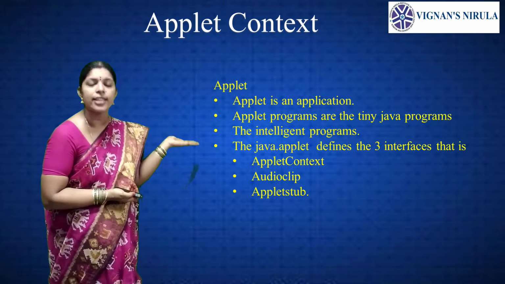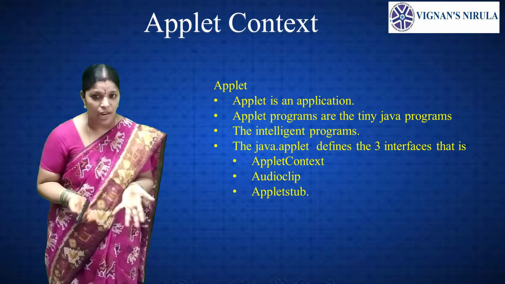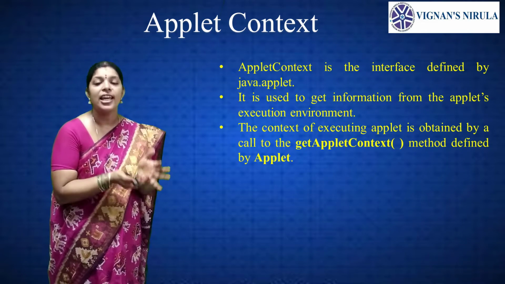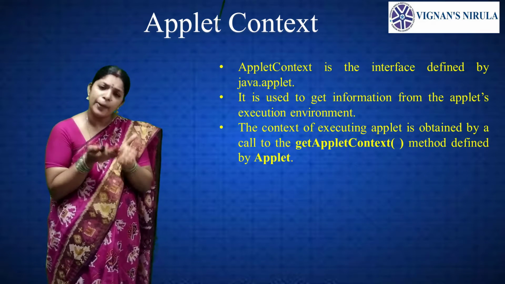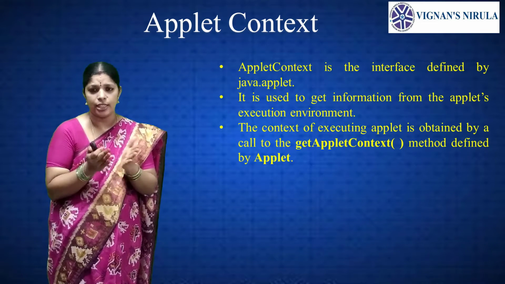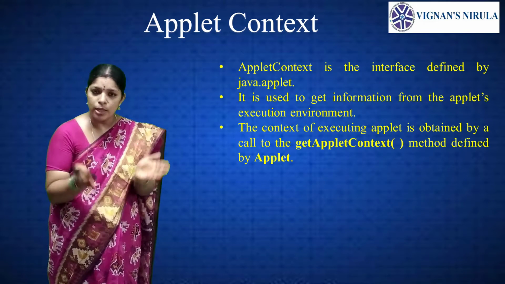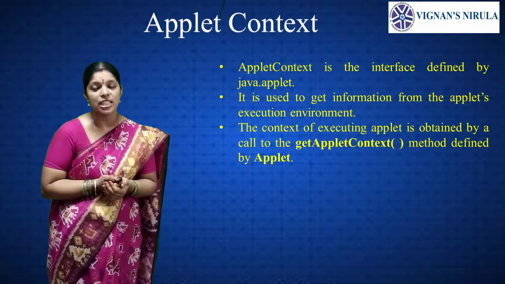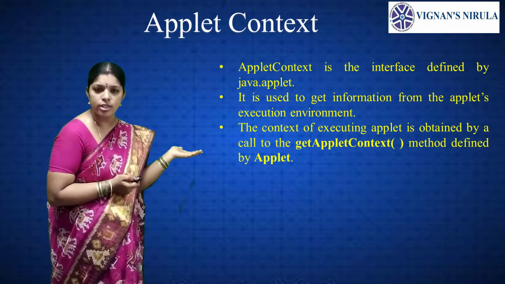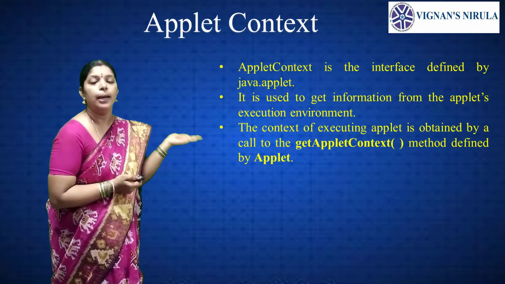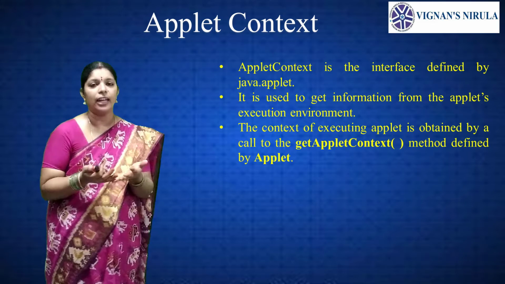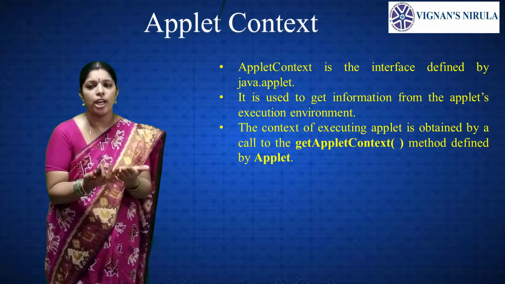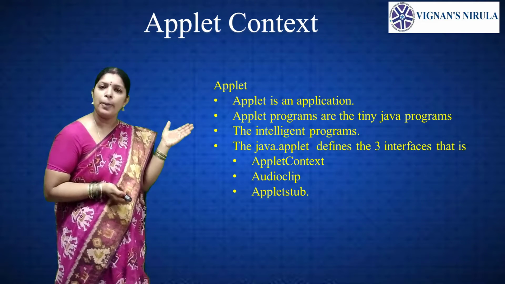What is meant by AppletContext? The AppletContext is the interface defined by java.applet. It is used to get information from the applet's execution environment. While the applets are in execution mode, the information is obtained by using the applet context. The context of the executing applet is obtained by a call. Which one are we using? We are using getAppletContext. By using getAppletContext, we get the information from the applets while they are in the execution environment.